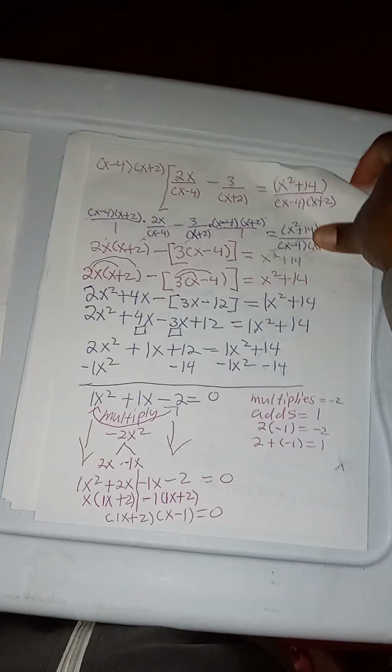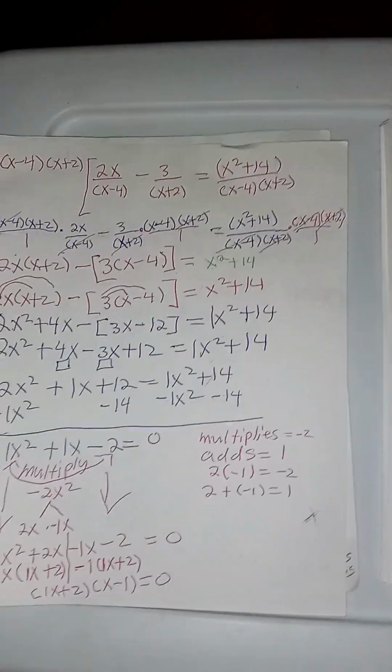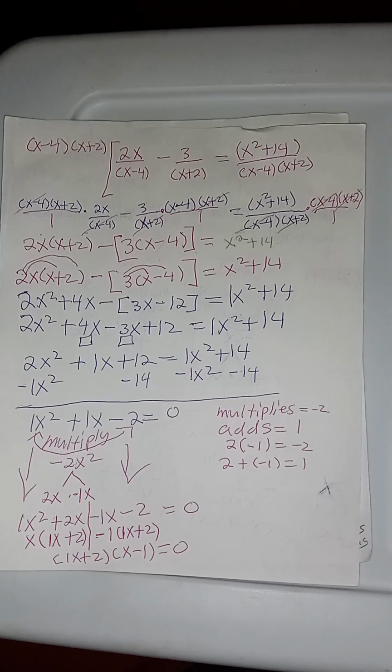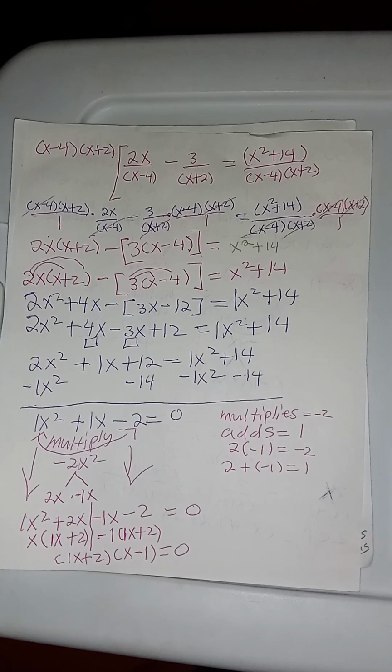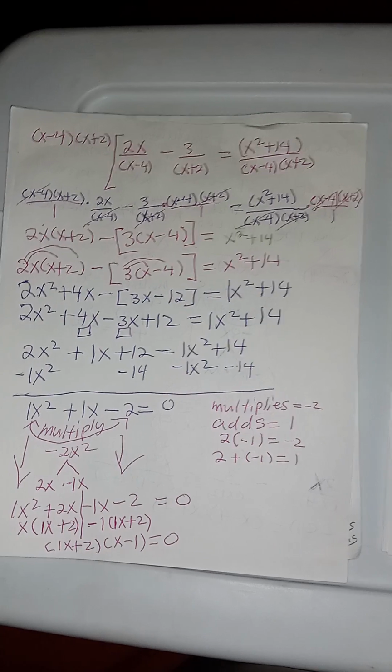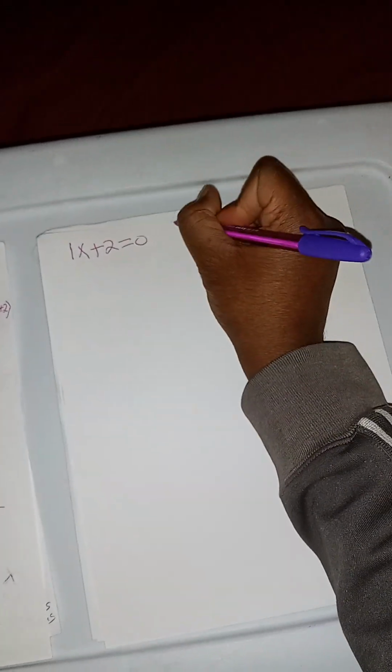Okay, so let's have that marinate before we start on the next sheet. Okay, so 1x plus 2 is equal to 0, and x minus 1 is equal to 0.